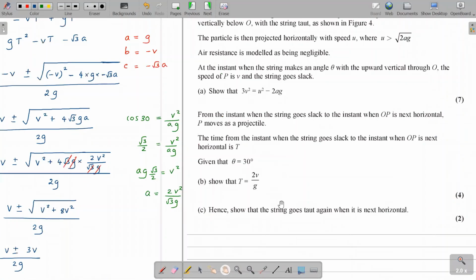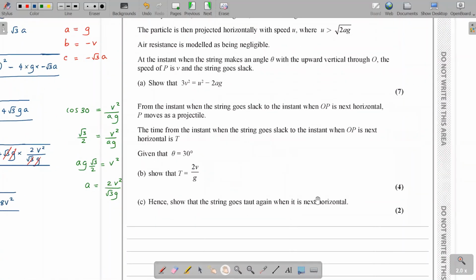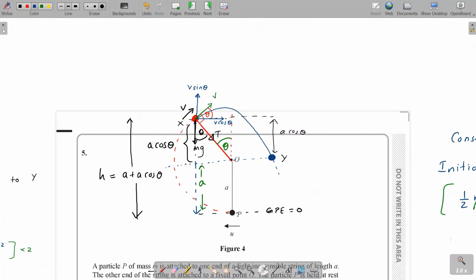Okay, so in the next part, they say, hence show that the string will start again when it is next horizontal. So next horizontal was over here, right? Now we marked it over here. You have to show that the string becomes taut at this point. Taut means what? It is fully stretched. If it is fully stretched, what's the distance of this line? This distance is A.